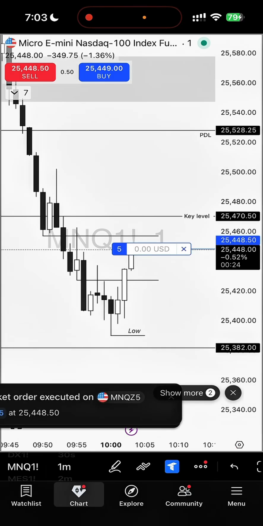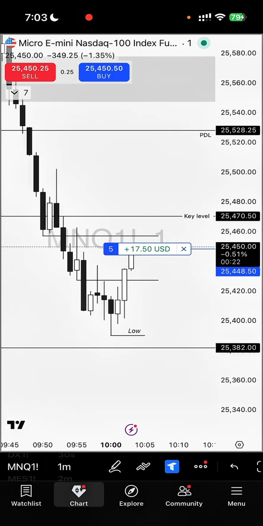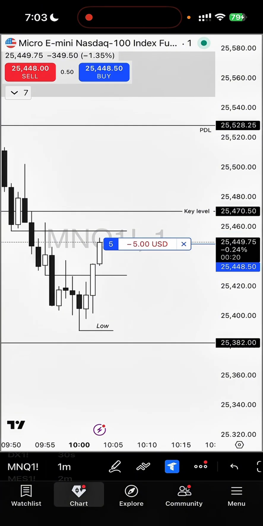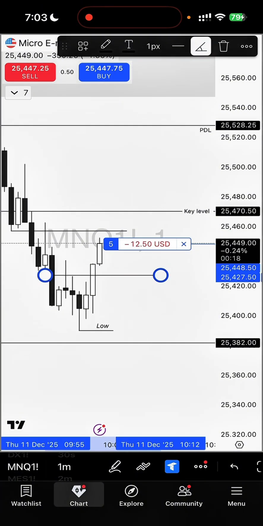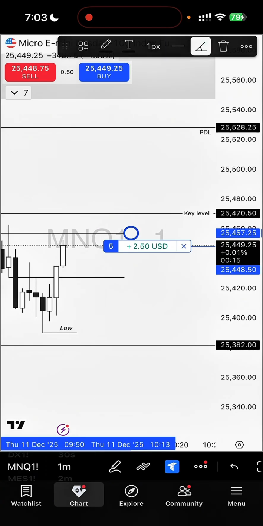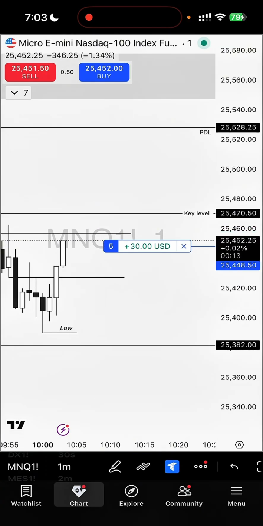Alright, so we're starting long here. Now we closed above this area. This was a rejection. Now I want to see what we are doing here, okay? And then with the bounce, I will add.